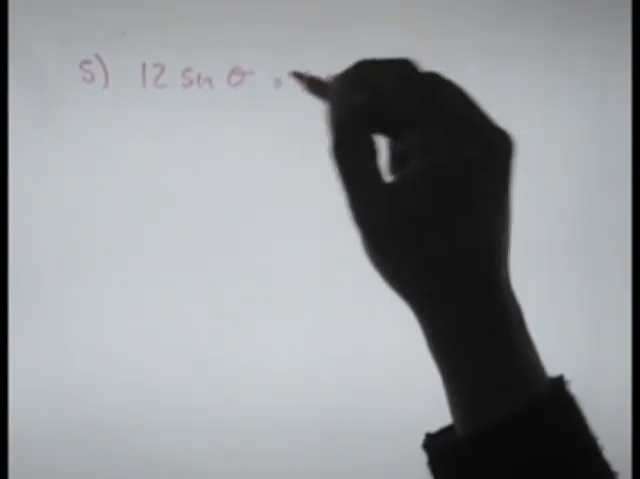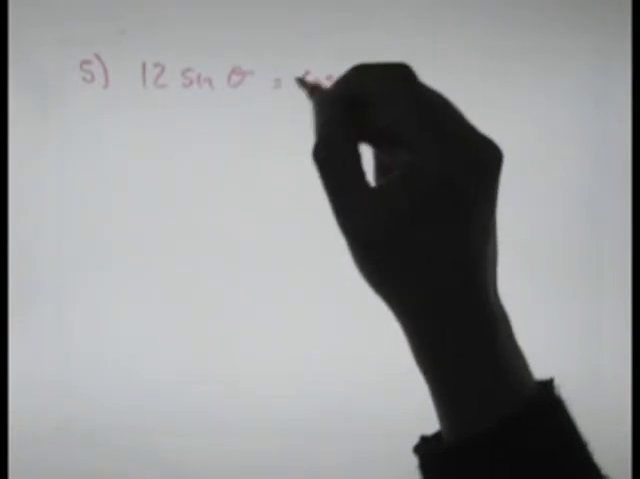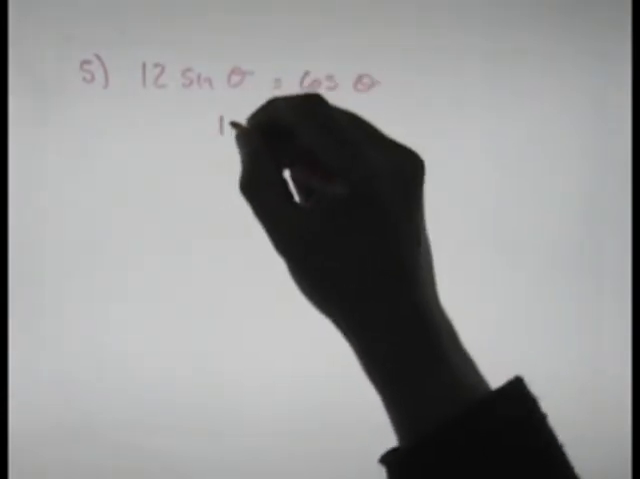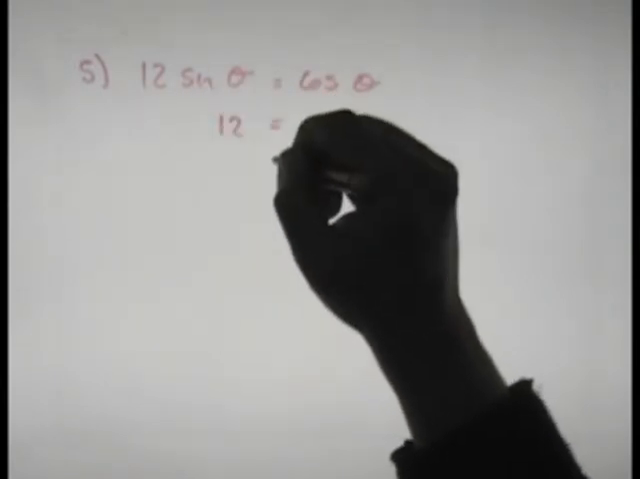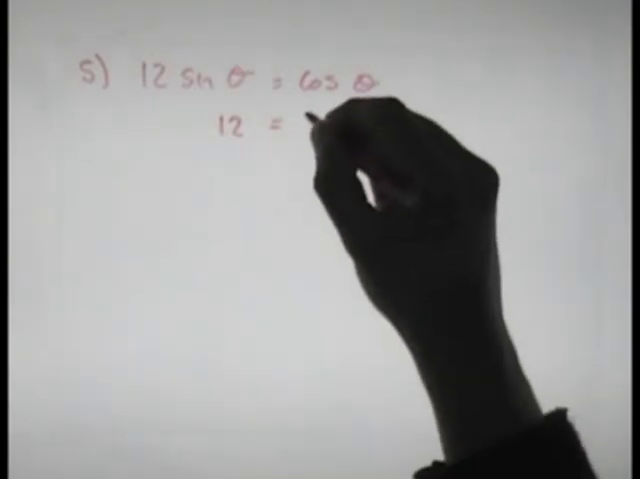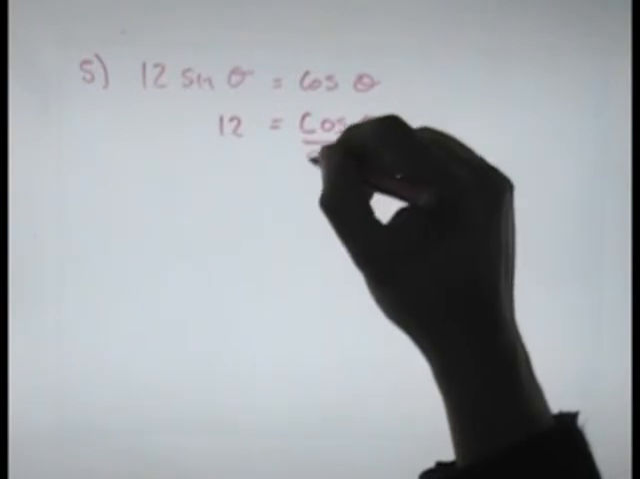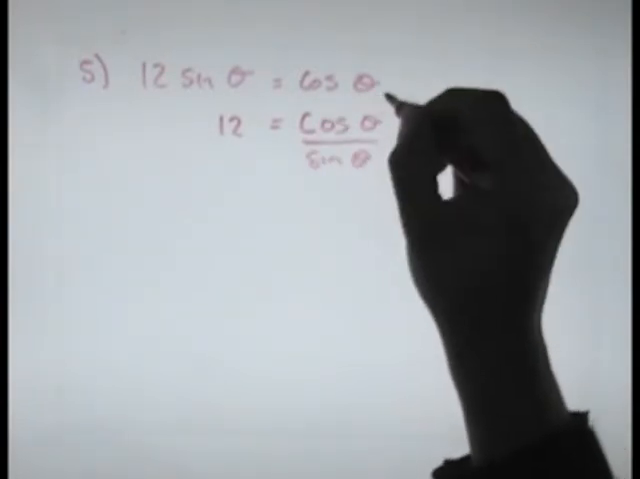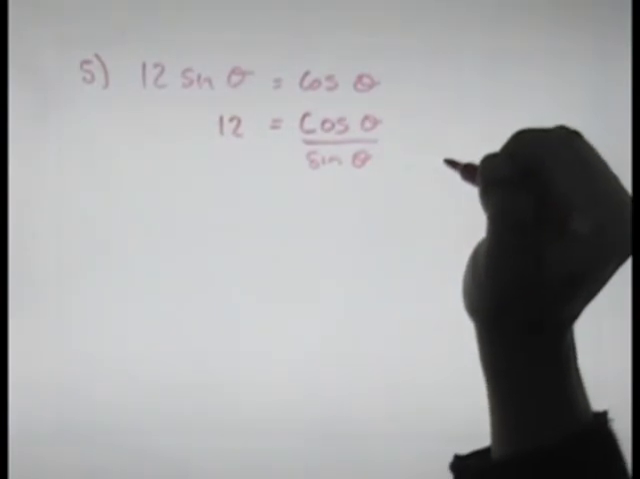Luckily, I don't have any plus or minus any other terms. What I'm going to do here is fairly different. I'm going to get rid of the sine theta on that side, divide it by sine theta. That means that the right hand side will be cos theta over sine theta.